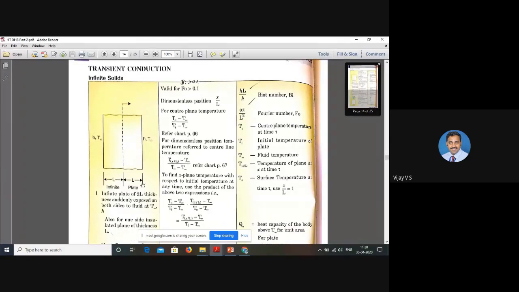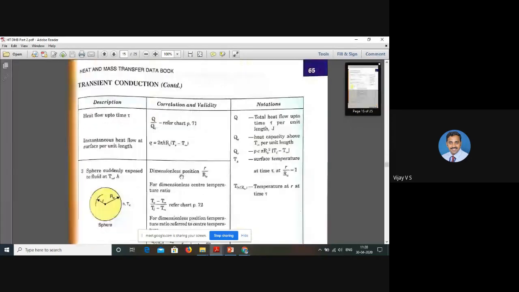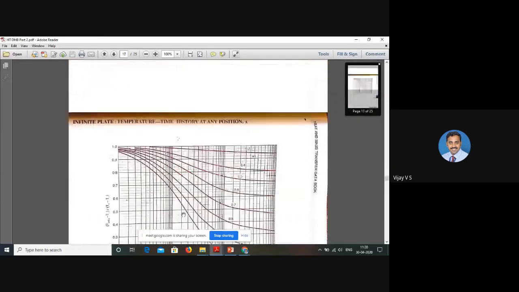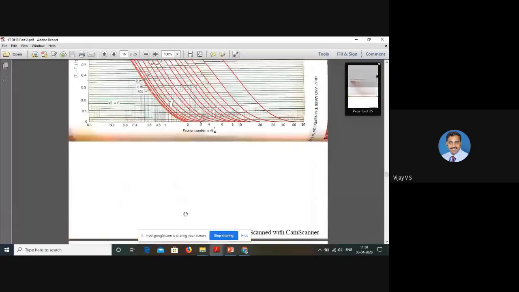See, here we have to consider an infinite plate. Okay, L is the half thickness. Now first, it is applicable for Biot number greater than 0.1, not Fourier number. Okay, so go to page number 66 for the first chart. So if I go to page number 66, yes, 66 is here.